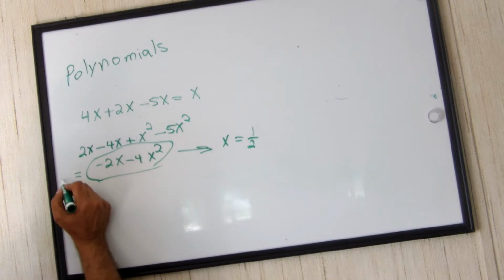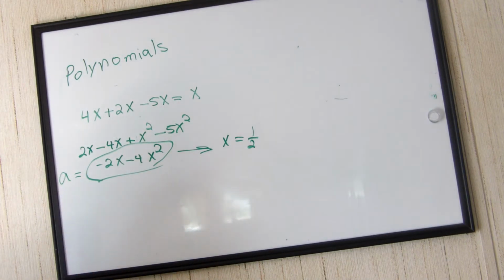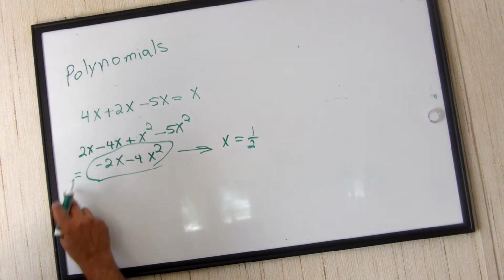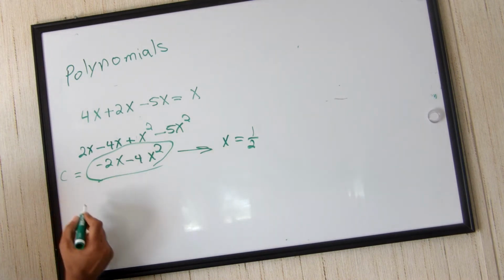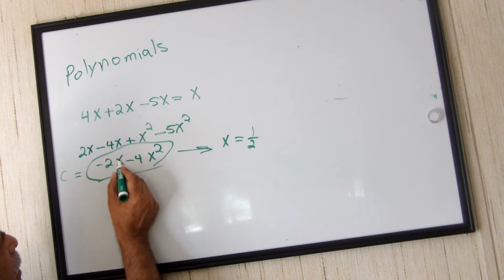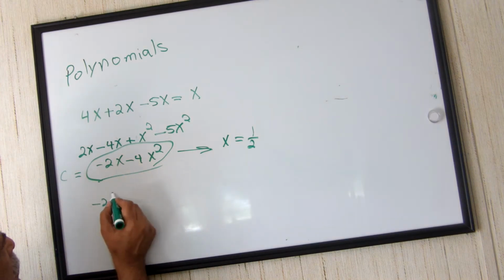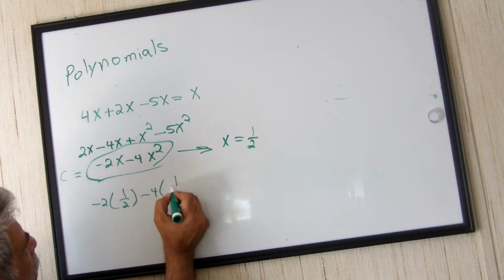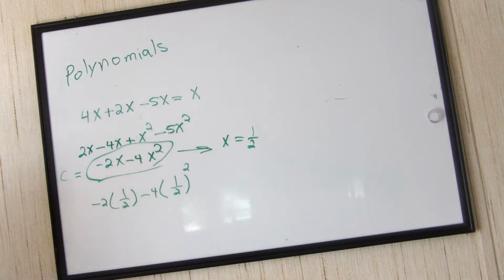For example, A is going to be like this. We're going to find A. Or you can use some other variables, anything we can use. C is equal to, we're going to find C. Put x over 2 instead of x. This is going to be minus 2 times 1 over 2 minus 4 times (1 over 2) to the power of 2.